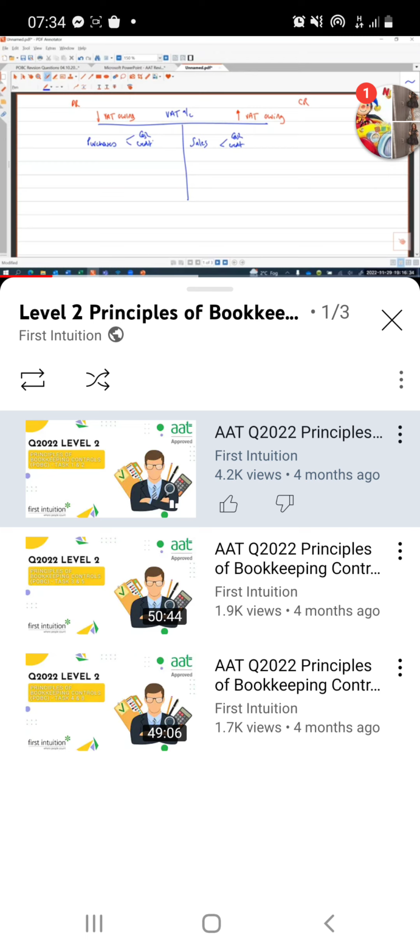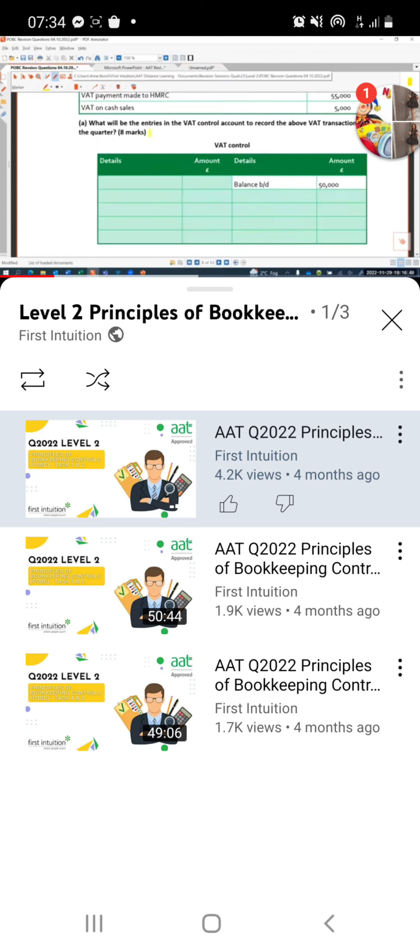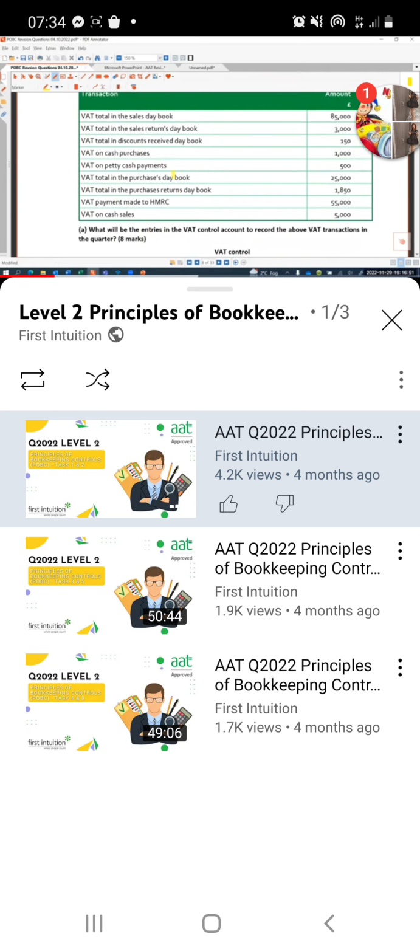So let's bear in mind transactions that are going to increase the VAT that we owe are going to go on the credit side, and transactions like purchases that are going to decrease what we owe are going to go over there on the debit side. So bearing that in mind, we're now going to have a look at these various transactions and get them into our control account. So the first one is the VAT total in the sales day book.